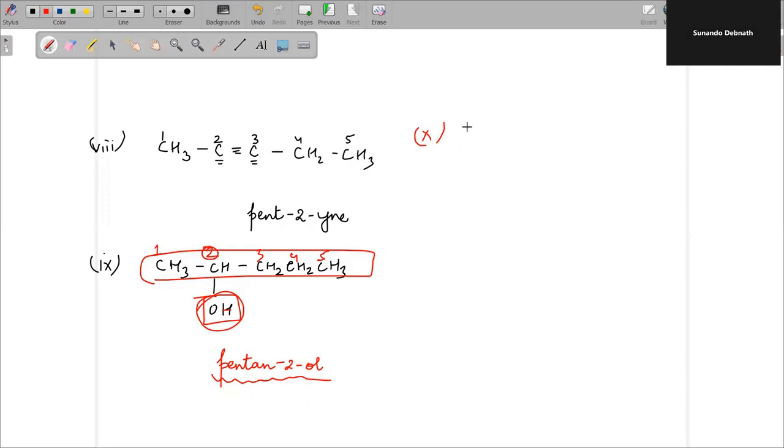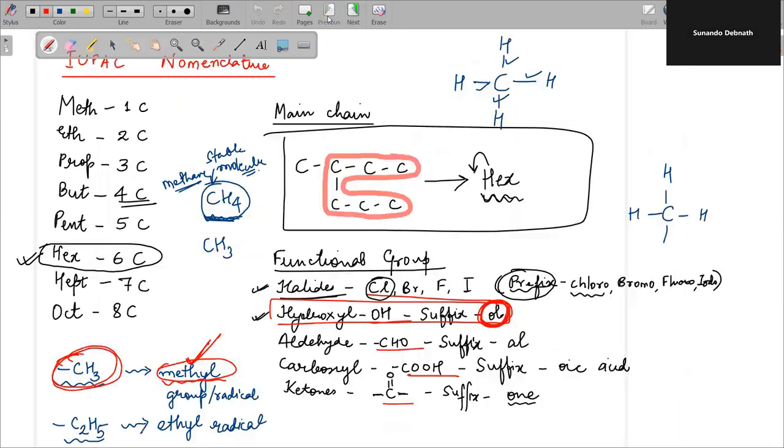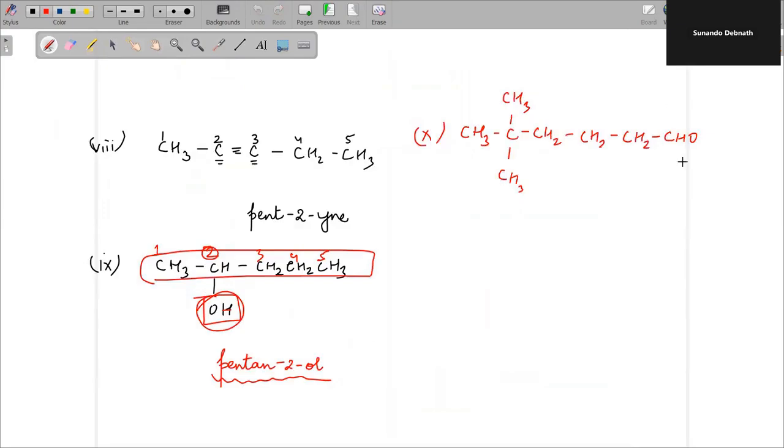इसको करते हैं. CH3, C, CH3, CH3, CH2, CH2, CH2, CHO. ध्यान देना, CHO इज अ फंक्शनल ग्रुप, एल्डिहाइड. पीछे देखो, एल्डिहाइड, सफिक्स इज al. यहां तुमको मिल गया एक फंक्शनल ग्रुप. फंक्शनल ग्रुप के कार्बन को भी हम काउंटिंग में लेते हैं मेन चेन का नंबरिंग जब करते हैं तो.